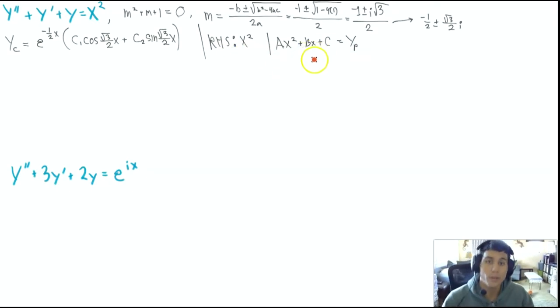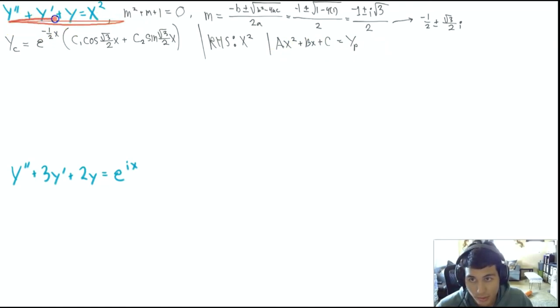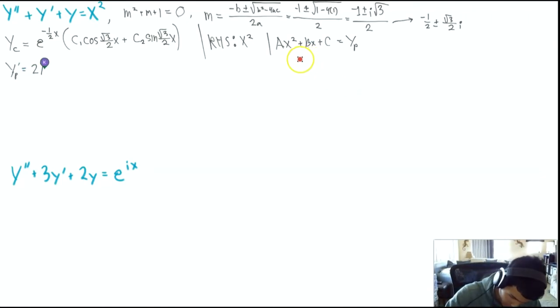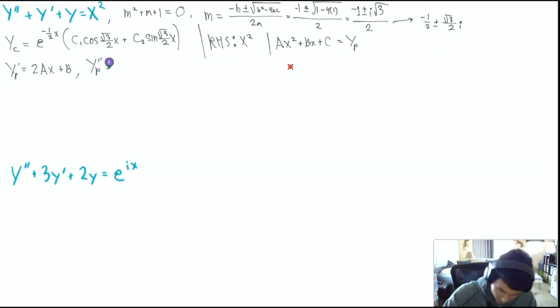What we're going to do now is try to find these constants by recreating this differential equation right here using yp and yp's derivatives. So the derivative of yp is what? It would just be 2ax plus b. And then y double prime would be just 2a.